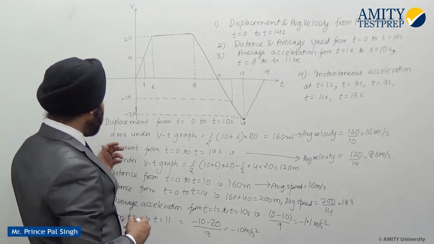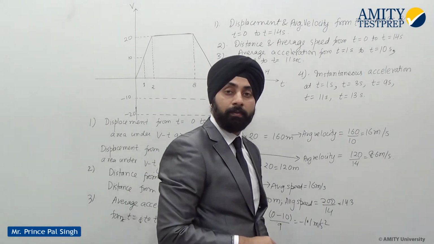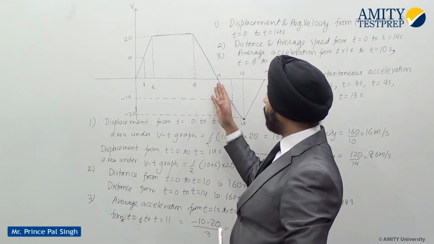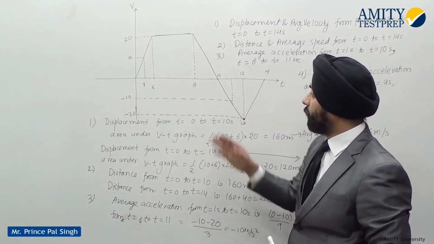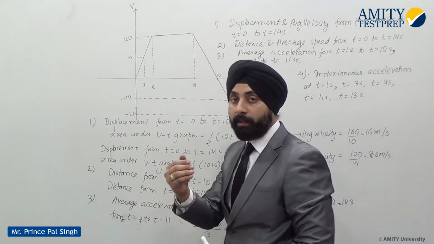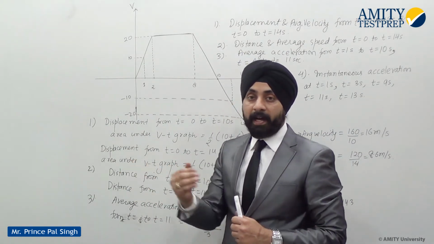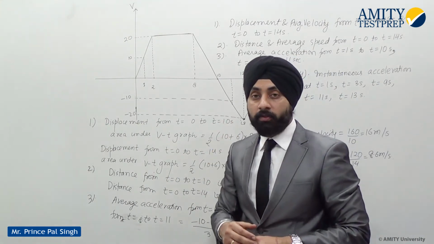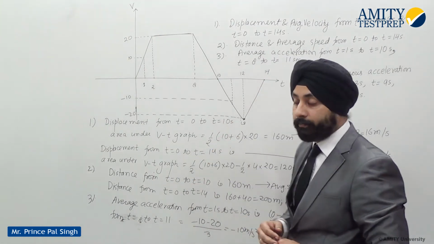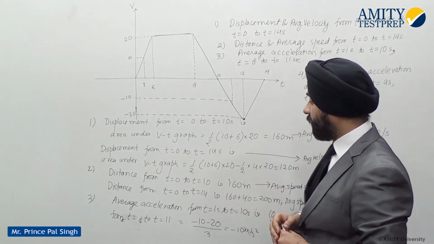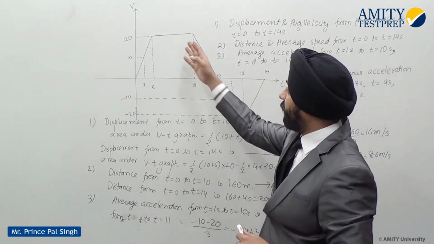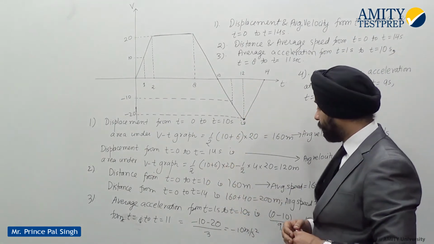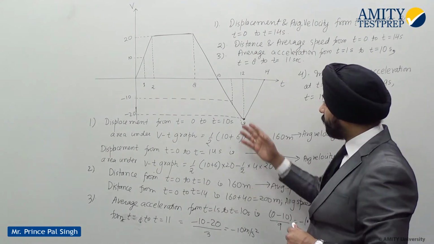Then we have to find out the displacement of the particle from t equal to 0 to t equal to 14 seconds. After t equal to 10 seconds, the graph goes down. The velocity becomes negative. It means that the particle is coming back. When the particle comes back, the displacement reduces. So we expect that the displacement should be less than 160 meter. So the area under the VT graph is again the area of the same trapezium, which is half of 10 plus 6 times 20, that is 160, minus the area of this triangle.